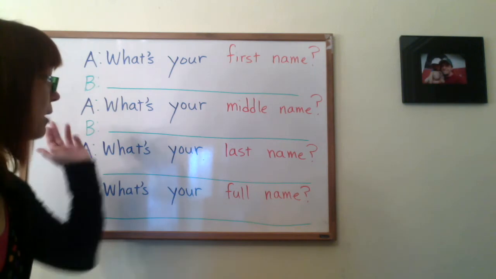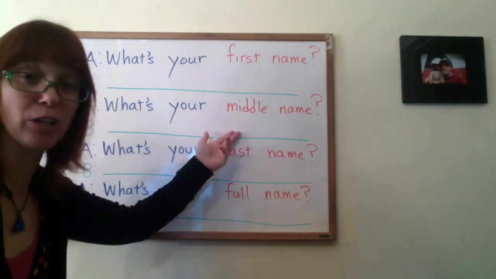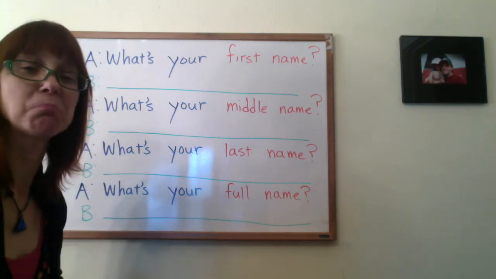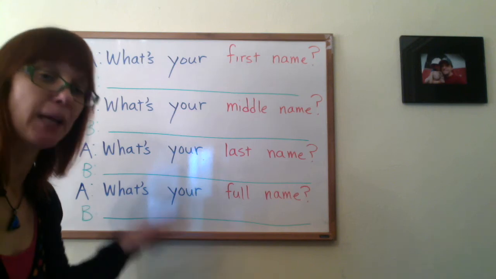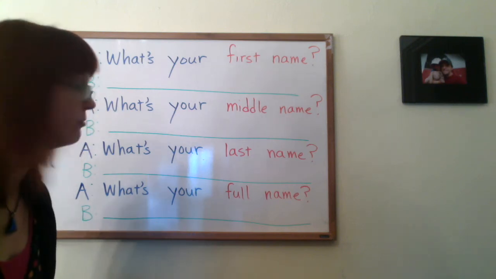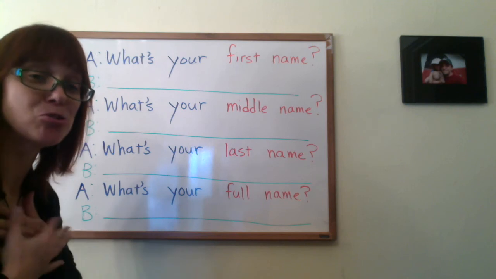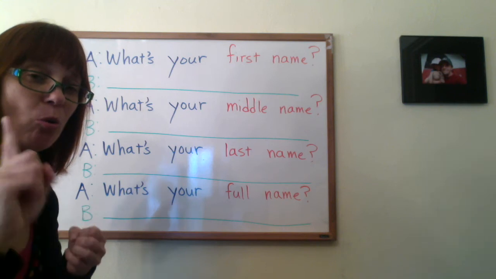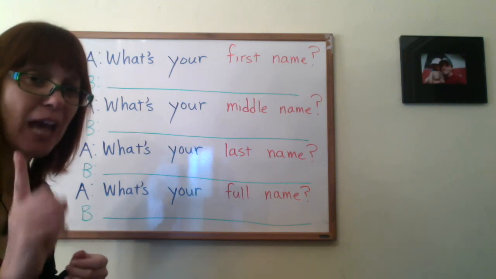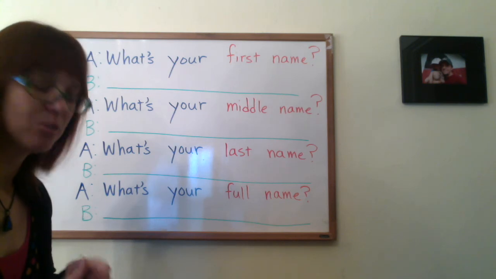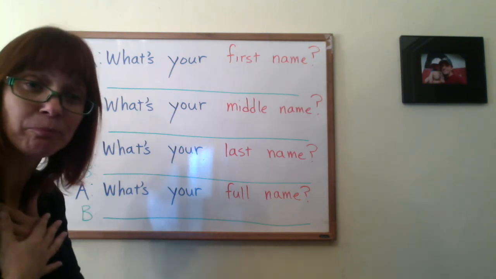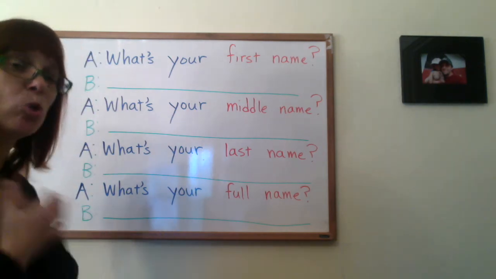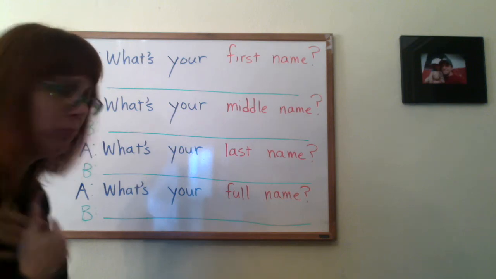So maybe you don't have a middle name. You can say, no middle name. It's okay. Or I don't have one. No middle name. I don't have one.